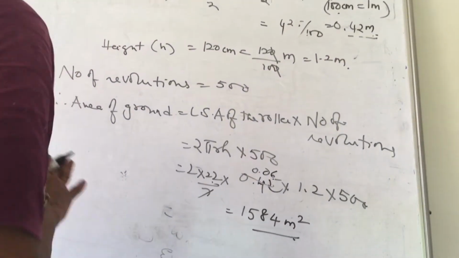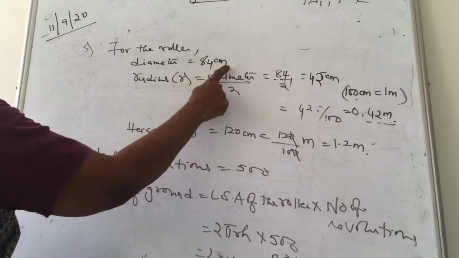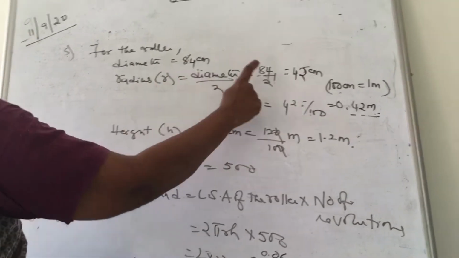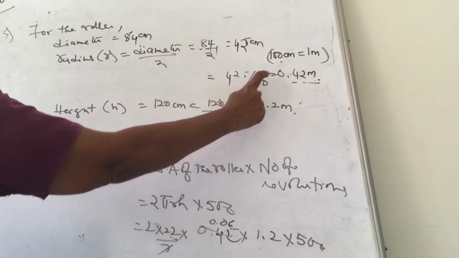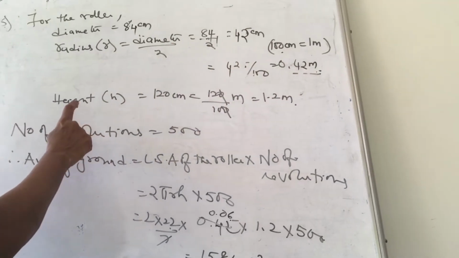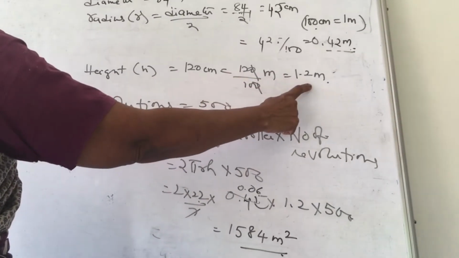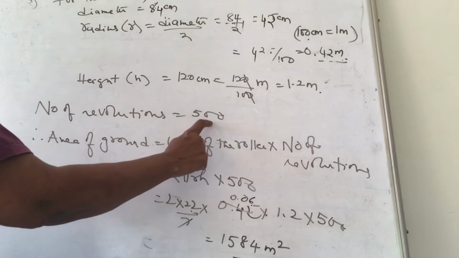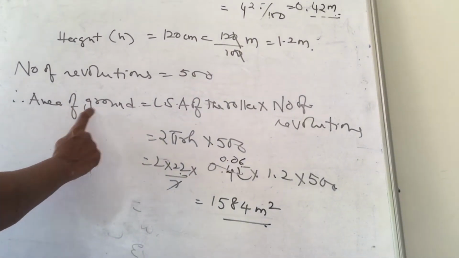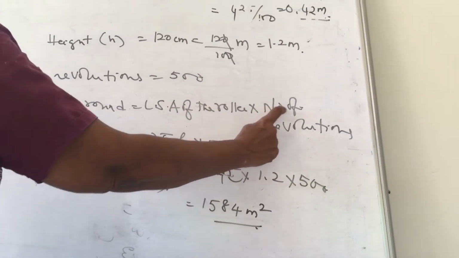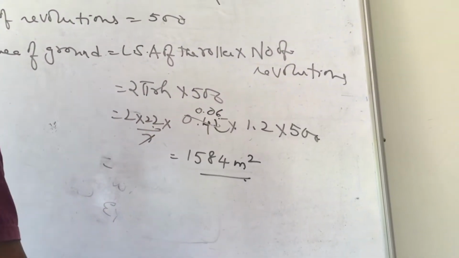Given the diameter is 84 centimeters, the radius is 42 centimeters, to meters divided by 100. The height is in centimeters, convert to meters. Number of revolutions is 500. Area of the ground is equal to LSA of the roller into the number of revolutions.